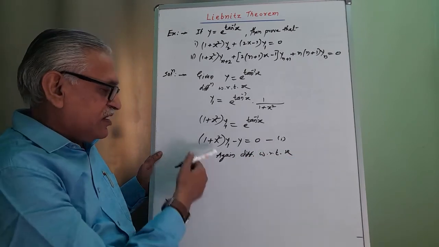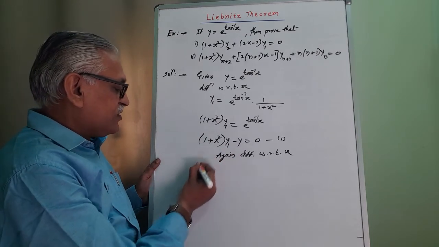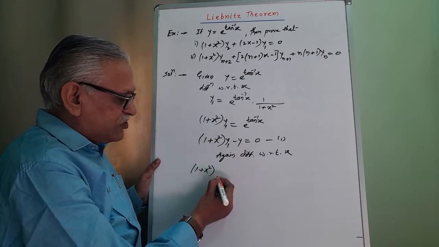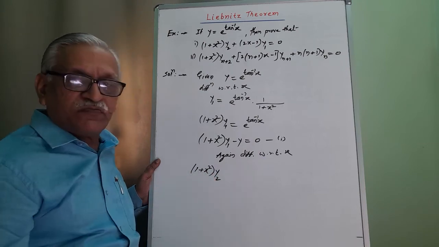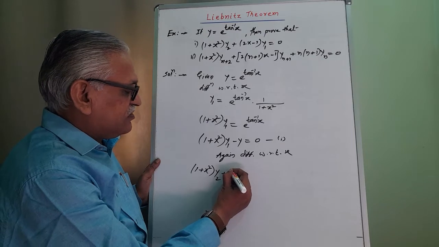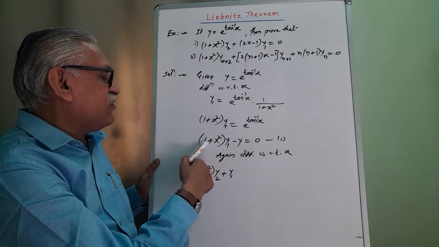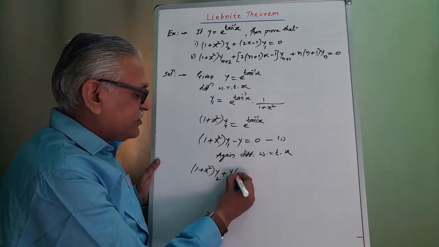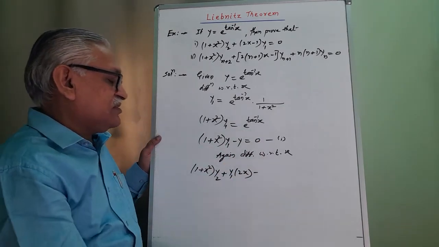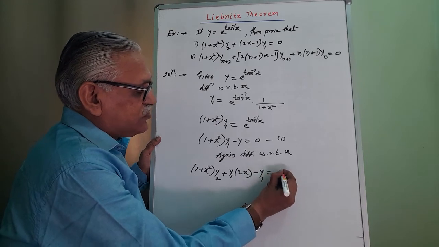With respect to x, here it is product of two terms, therefore applying product rule, UV rule. First term 1 plus x square, differentiation of y1, we get that term as y2, plus second term as y1, and differentiation of 1 plus x square with respect to x, its differentiation is 2x, minus differentiation of y as y1, and that is equals to 0.